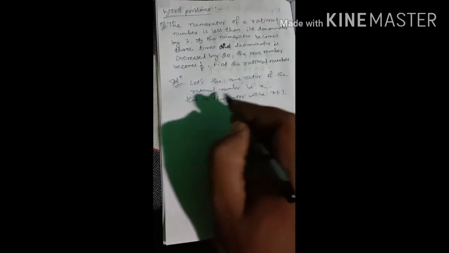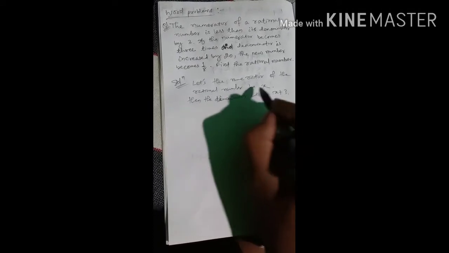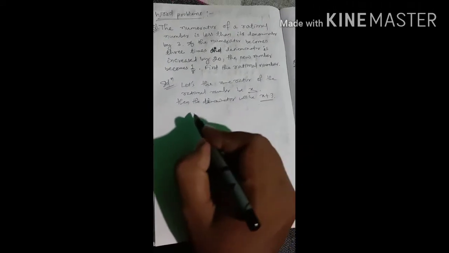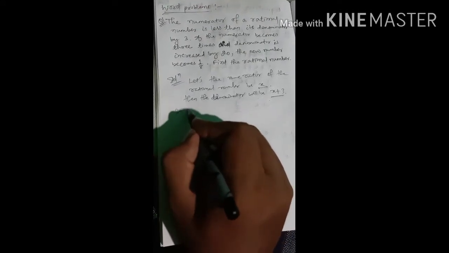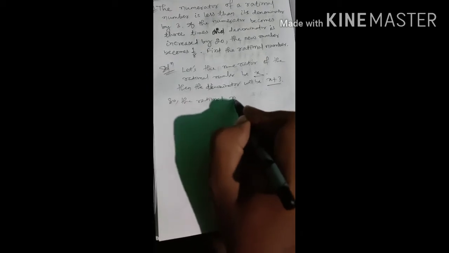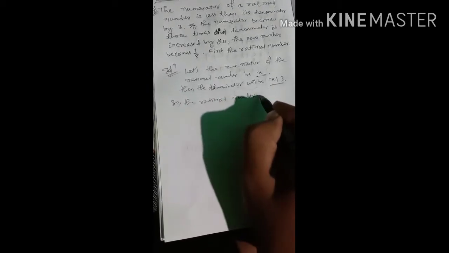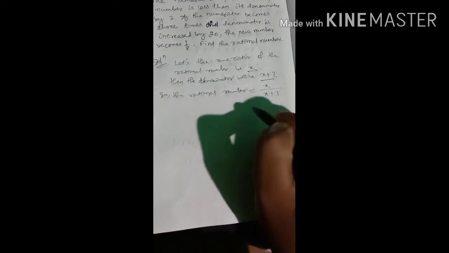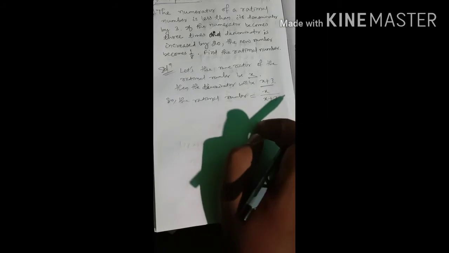Now, if the numerator is x and the denominator is x plus 3, then what will be the fraction or rational number? The rational number is numerator by denominator. The numerator is x, the denominator is x plus 3. Here it is, the rational number.